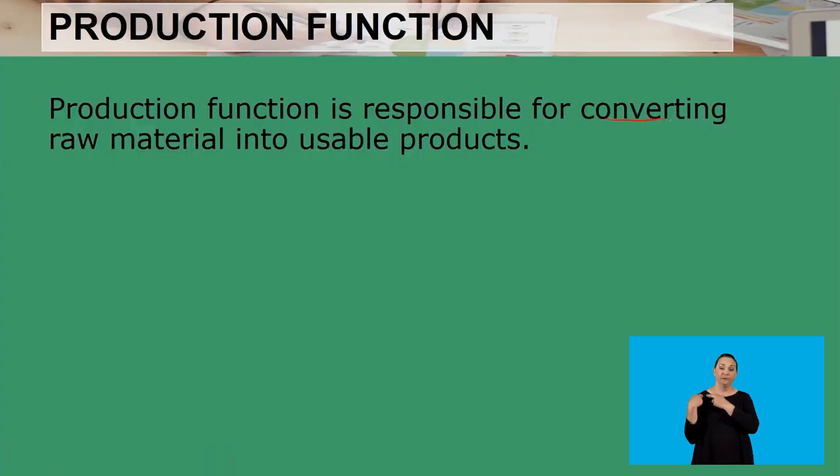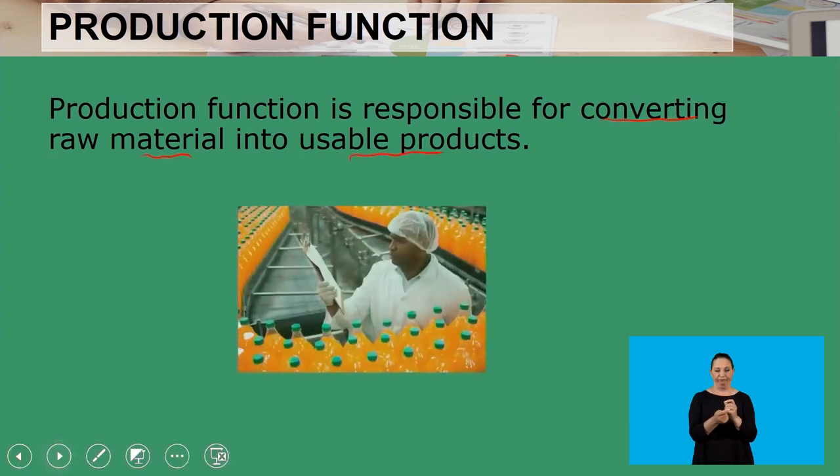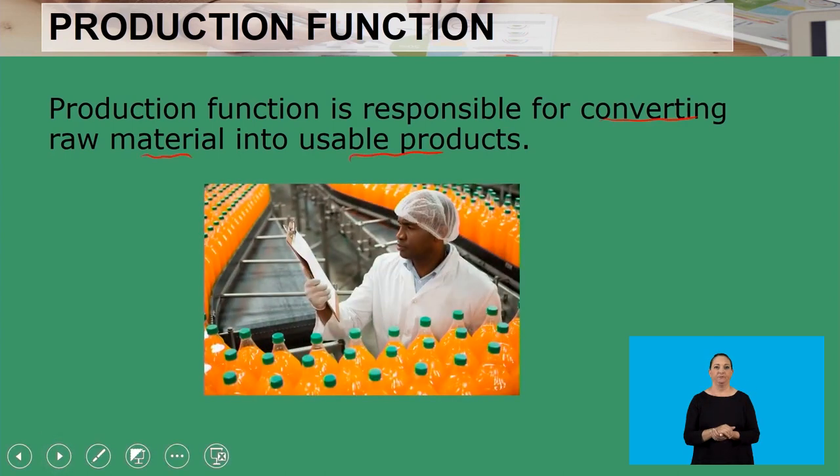The production function is responsible for converting raw material into usable products. So they basically convert the raw material into usable products that can be used by the consumers or clients of the business. Now, how can this function contribute to the success of the business? Because remember, that is our focus area here: how can they contribute to the success?